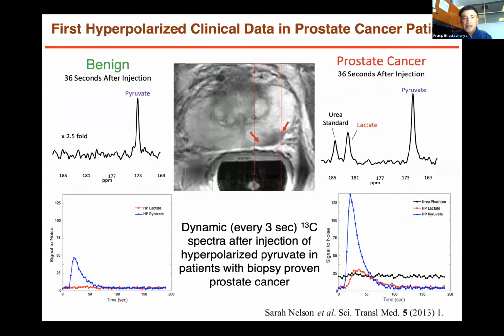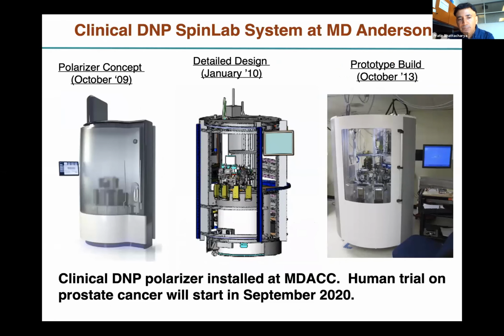Next slide, please. This technique is already in the clinic, which I told you. This is a slide from UCSF. They have shown that in prostate cancer, lactic acid is high, which you already know, but this is in patients. At MD Anderson, we have the clinical polarizer, which was installed, and we're starting the first human trial in prostate cancer in September. And hopefully we can have the high-risk pancreatic cancer trial sometime early next year once we get the approval.